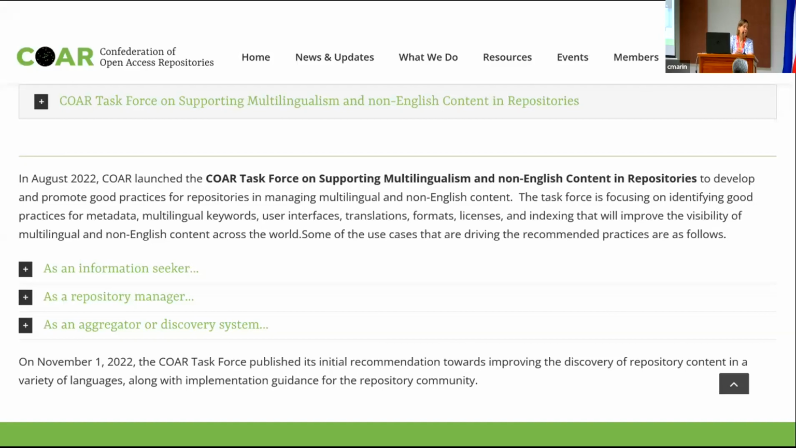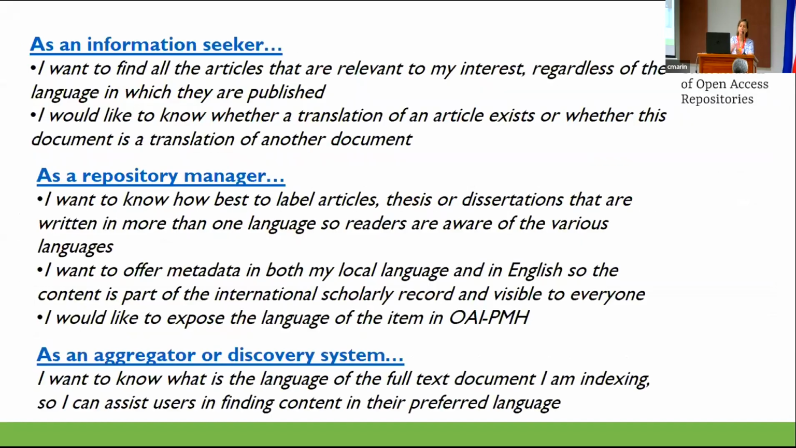We started in August last year with a series of use cases, and some of the current use cases we're discussing will be presented now. Basically, a short outline of those use cases is: how can we as repositories ensure better findability and discoverability of content in all languages, helping users, helping repositories curate repository content in other languages in a more efficient way, and also enable better discovery and aggregation systems.